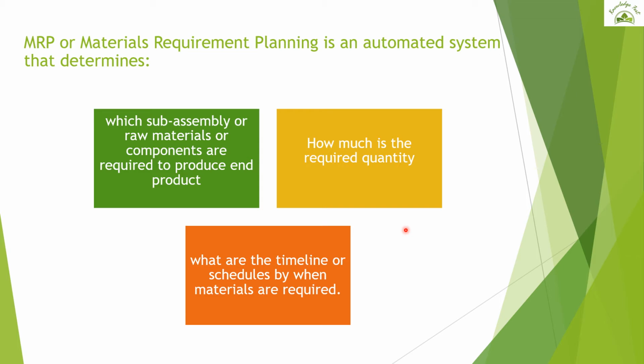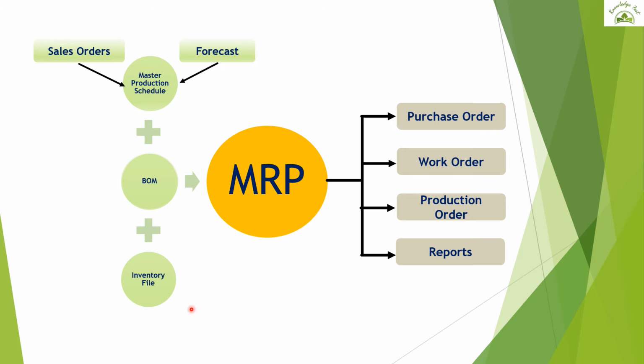Fine. So with this understanding, now let us look at the process flow diagram on the screen, which essentially depicts how MRP works. As you can see on the screen, there are three inputs which go into the MRP process. The first one is master production schedule, the second one is bill of material or BOM, and the third one is inventory file.